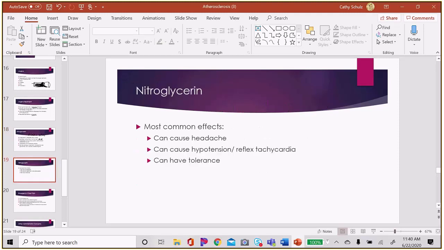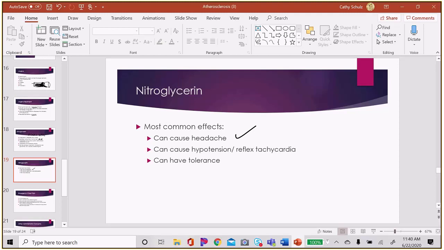So the most common side effect of nitroglycerin is headache, but that's not a reason to stop the medication because it really works. However, I just need to let the patient know that that's a definite possibility, that they'll probably experience a headache. Because I'm decreasing venous return to the heart, and because I have the potential to decrease blood pressure, that's going to happen.